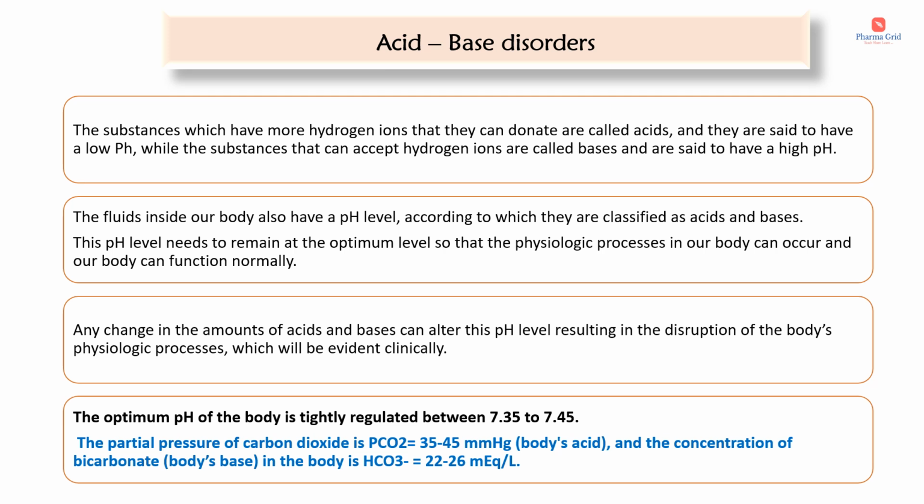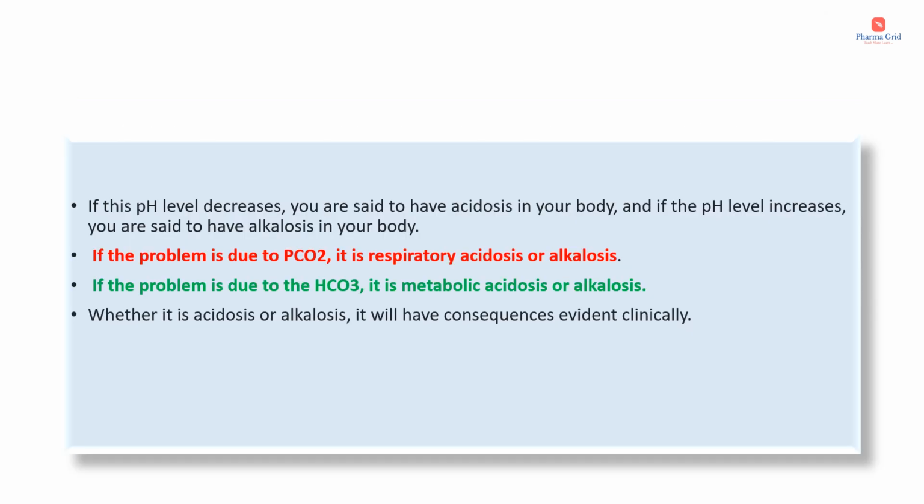So the normal pH is in the range between 7.35 to 7.45, and the partial pressure of carbon dioxide is considered as the body's acid, and the bicarbonate concentration is considered as the body's base. So as I have already mentioned, acids have low pH whereas bases have high pH. So if the pH level decreases, that means acidic property increases, so you are said to have acidosis in your body, and if the pH level increases, you are said to have alkalosis in your body.